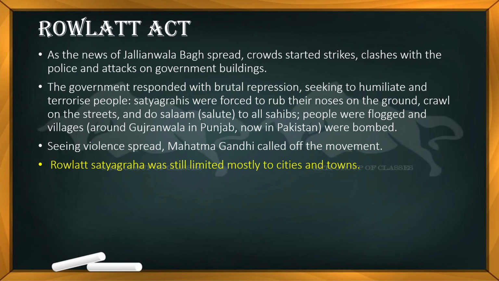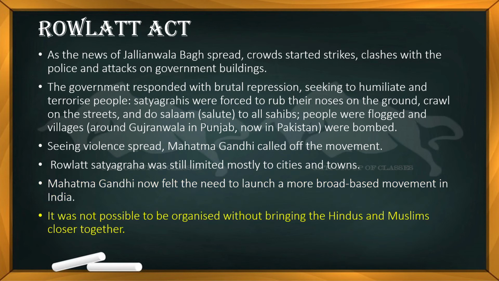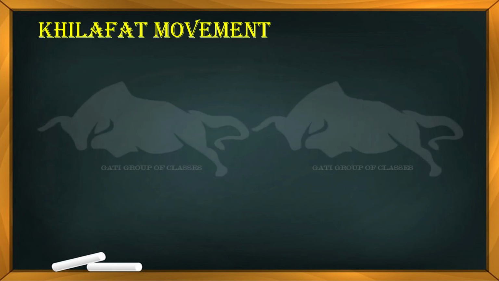So Mahatma Gandhi wanted something else. Now what did he want? He wanted to launch a more broad-based movement in India. He felt this was not the only way. If Hindus and Muslims could not be together, then it was not possible to have a broad-based movement. So he had to find something that could unite the Indians. Now what are those things?